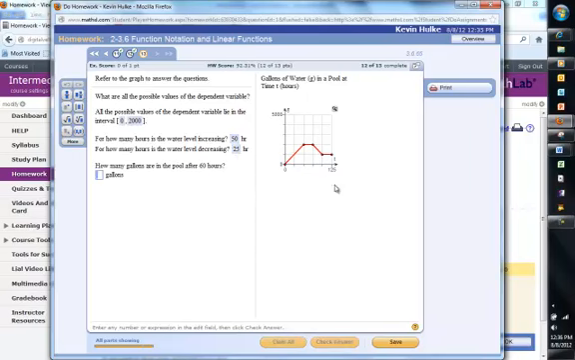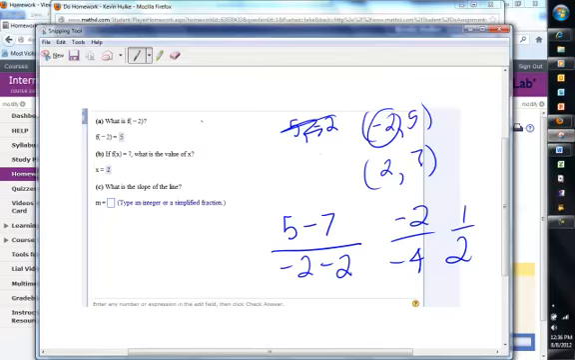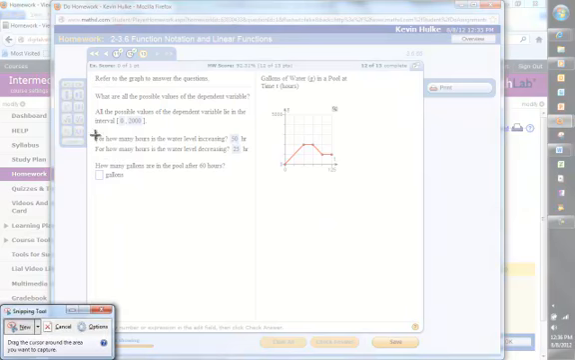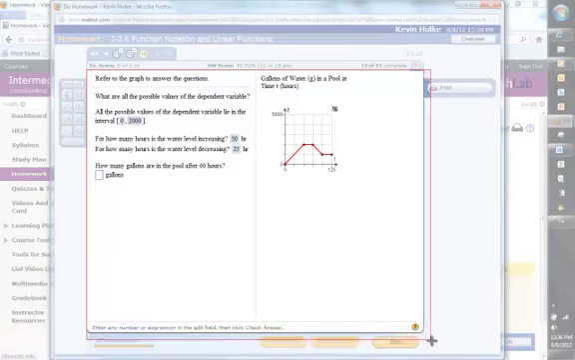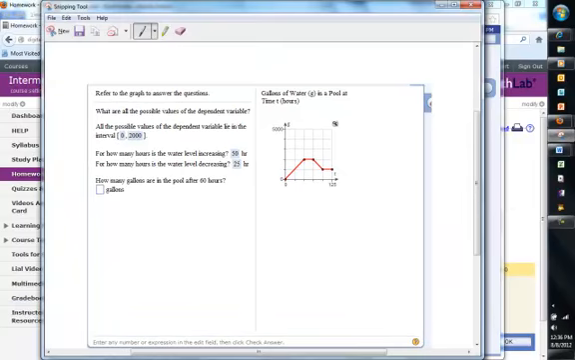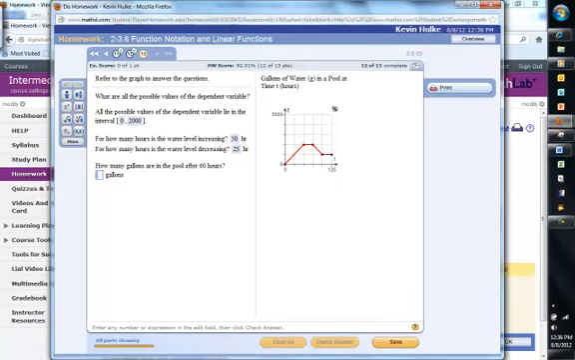And how many gallons are in the pool after 60 hours? This is kind of interesting how you figure out this one. Well, here's 25, here's 50, 60 hours is right here, right? And it looks like that would be 2,000 gallons.